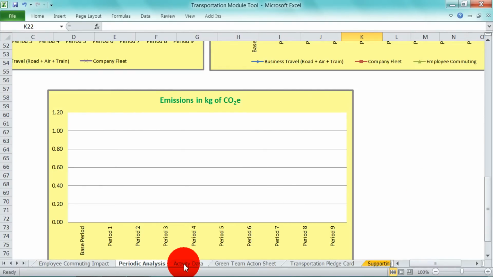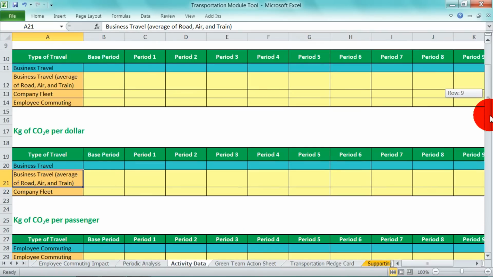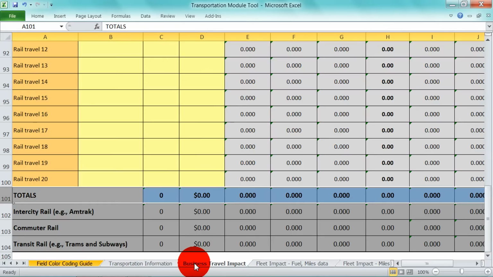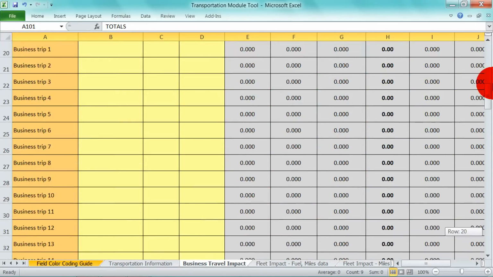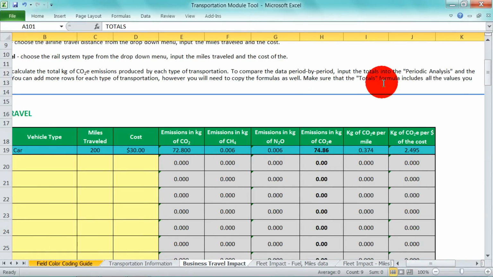So finally we have the activity data sheet, and here we're comparing kilograms of CO2 equivalent per mile, kilograms of CO2 equivalent per dollar, and then finally kilograms of CO2 equivalent per passenger. And activity data can be found in the last 2 columns of each impact sheet. So for business travel impact, if we look at the road business travel, the last 2 columns are kilograms of CO2 equivalent per mile and kilograms of CO2 equivalent per dollar of the cost.